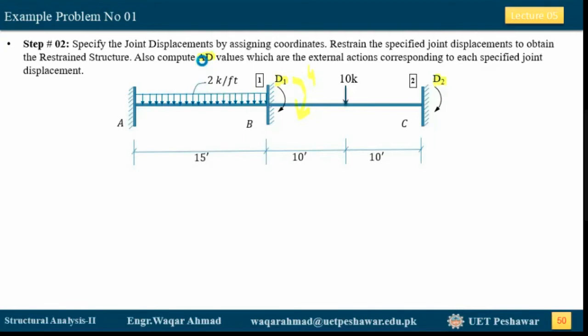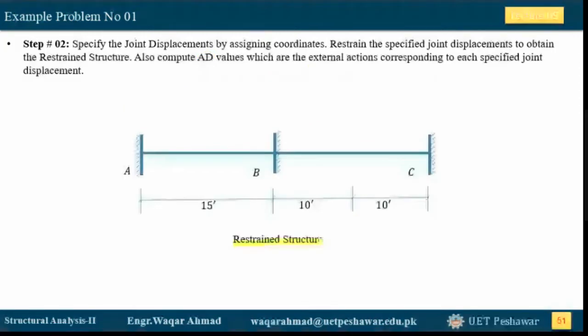So now this is our restrained structure. How do we get this structure? We have restrained these supports. We have restrained the displacements at these supports. So by restraining those specified displacements, we got this restrained structure.